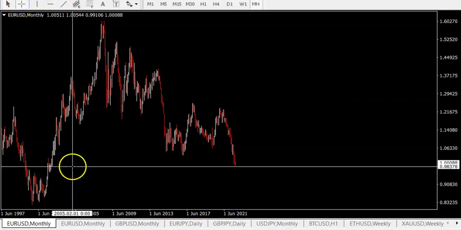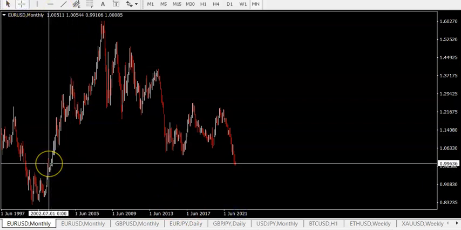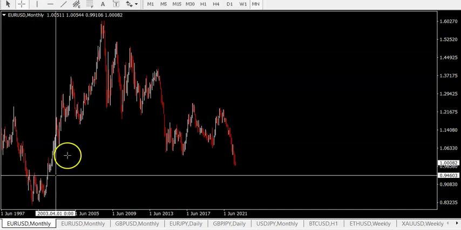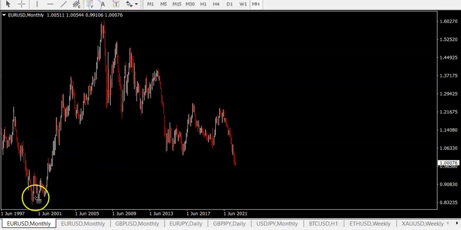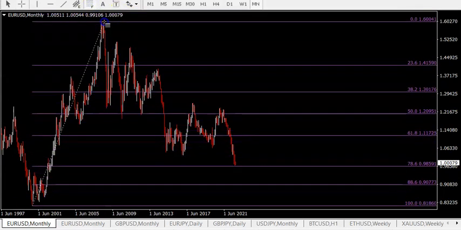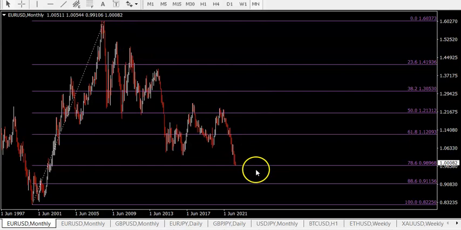As you can see here, we're going all the way back to the beginning of the 2000s. So how far can it go? We see a pretty strong impulse here. We can put a fib from this bottom to this top, and then we see that we're quite close to the 78.6 fib, around that 0.99. So I do think that this is a level that will be used.